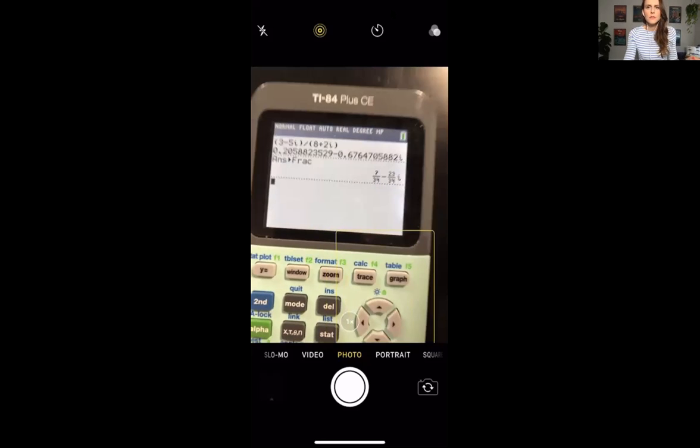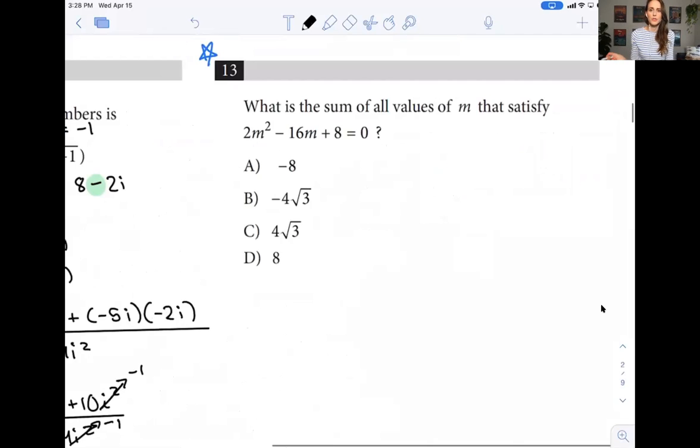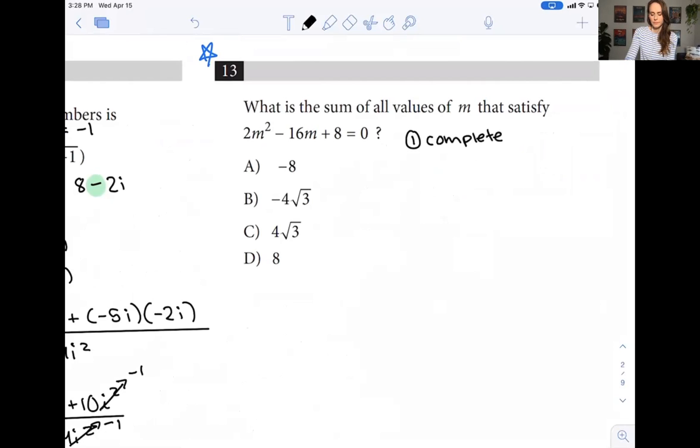So let's go back to right here. The next question, number 13. There are two ways that you can solve number 13. The first way is going to be complete the square. The second way is going to be to use the quadratic formula or equation.